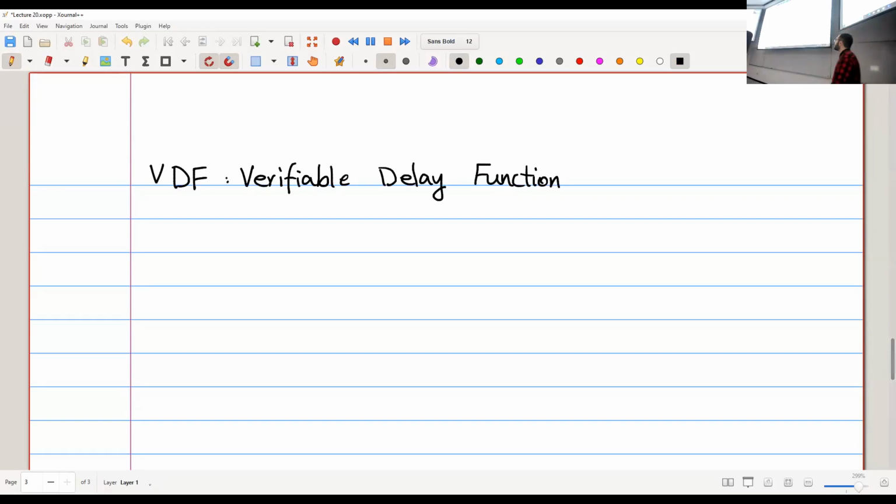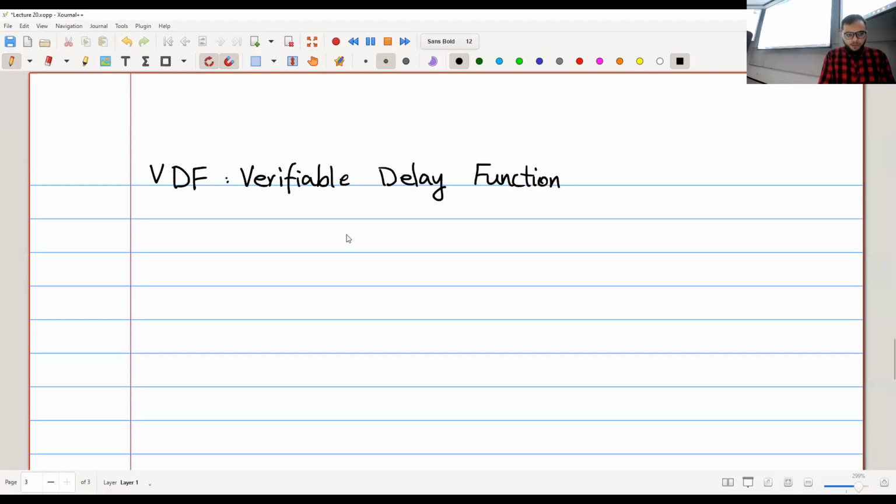So what is a verifiable delay function? It's basically a function that is hard to compute. We're sure that it takes at least t units of time to compute, and we're also sure that parallelization doesn't help. So no matter how much computational power you have, it's going to take you t units of time to compute.